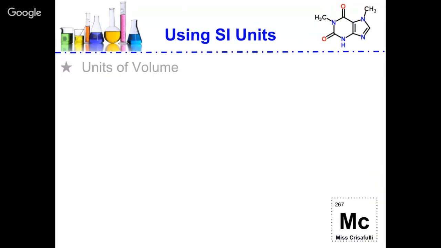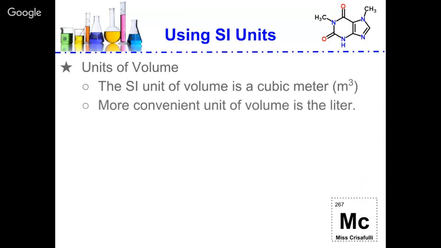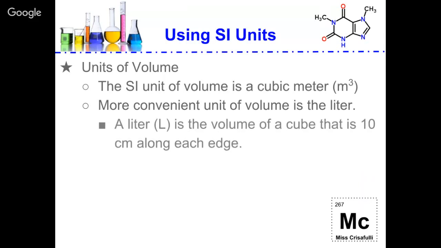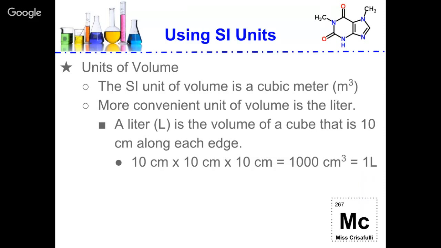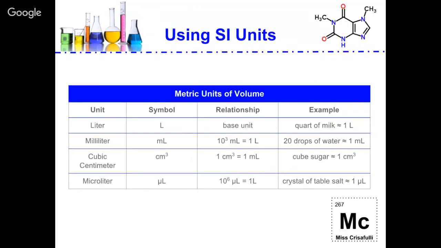What if we were talking about more units of volume? The SI unit for volume is a cubic meter, and a more convenient unit of volume is the liter, which would be used for something that's a liquid. A liter is the volume of a cube that is 10 centimeters along each edge. So 10 times 10 times 10, or 1,000 centimeters cubed, is equal to 1 liter. Or we could also use these relationships.